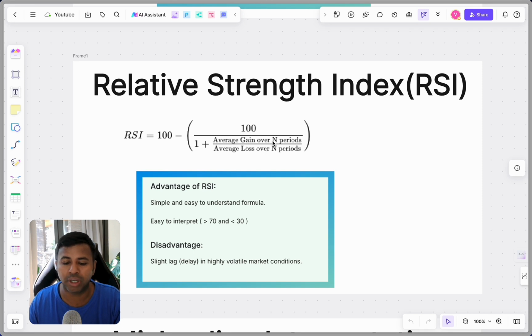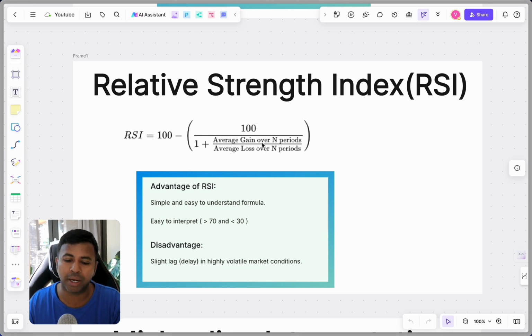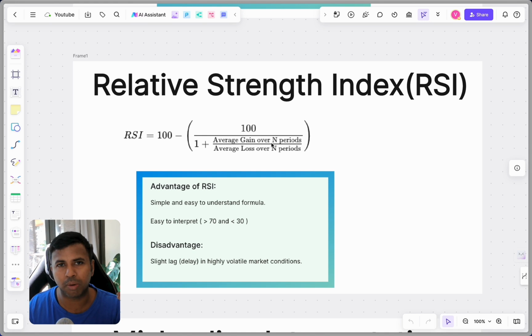Now, we can use the lookback period. The typical lookback period is 14 days. During this lookback period, we determine the average gain and the average loss. We divide the average gain over n periods by the average loss over n periods, and we calculate the RSI, the Relative Strength Index. Just like ROC, it's also pretty straightforward.